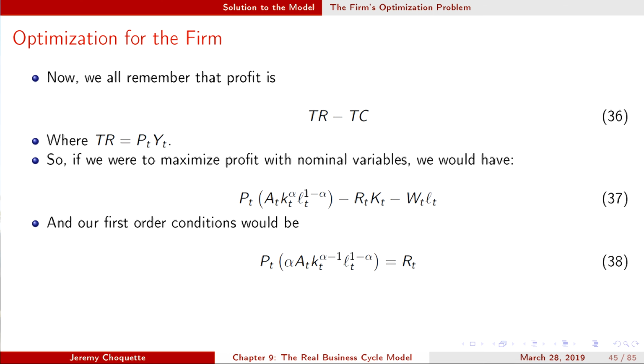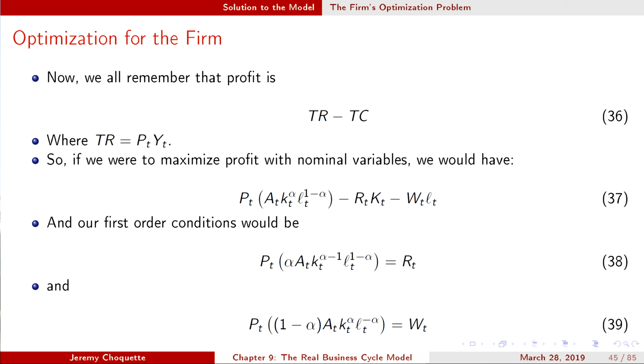So if I get a first order condition for capital, this is what I get. Price times the marginal product of capital equals the nominal interest rate, right? Another way we can think of this is the value of the marginal product of capital is equal to the nominal interest rate. And then I would also get price times the marginal product of labor equals the nominal wage rate, right?